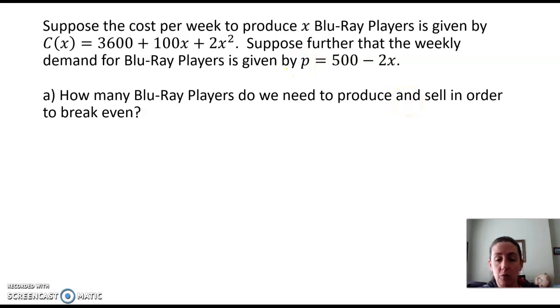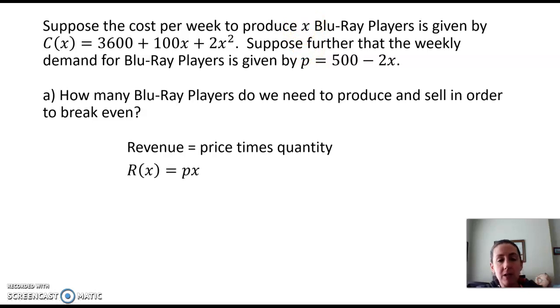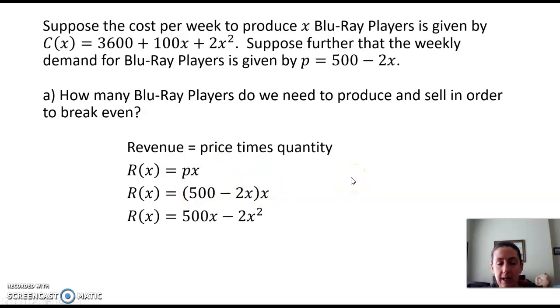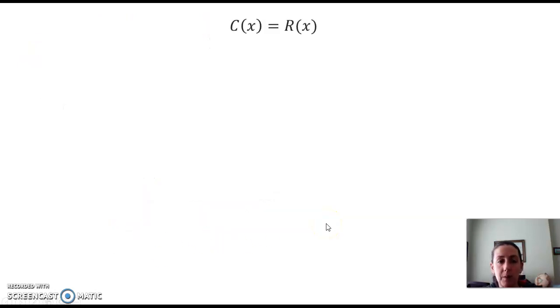What is revenue? Revenue is price times quantity. The demand equation gives us price, and the quantity is right here, x. So I can find my revenue function by taking P times x, or that 500 minus 2x times your quantity x, distribute the x, and we get 500x minus 2x squared. So now I have my cost equation, and I found my revenue equation.